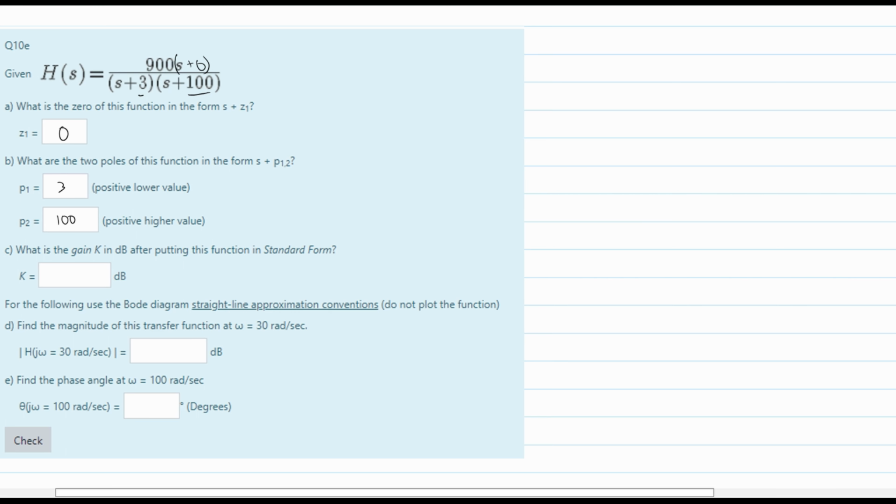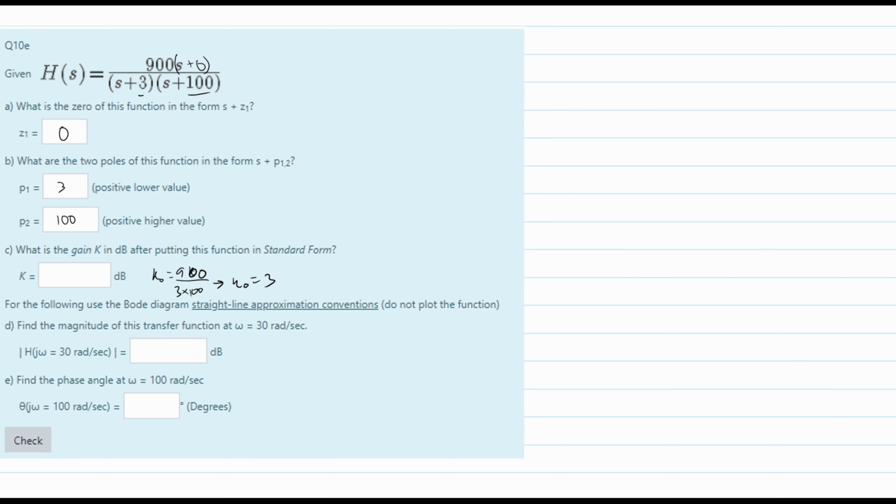Now, the rest of this is a little bit confusing in the notes, so it's good that we're going over it here. Gain K in dB after putting in standard form is the following. We know that K naught is equal to our K, or the constant out front, times our zero, if we have one. Since we don't here, we're not putting anything here. And this is being divided by our P1 and P2. Our P1 and P2 are going to be just 3 times 100. And our K is the constant out front. It's just 900. So we're essentially just going to have 900 over the poles. And this is going to give us a K naught equal to 3.